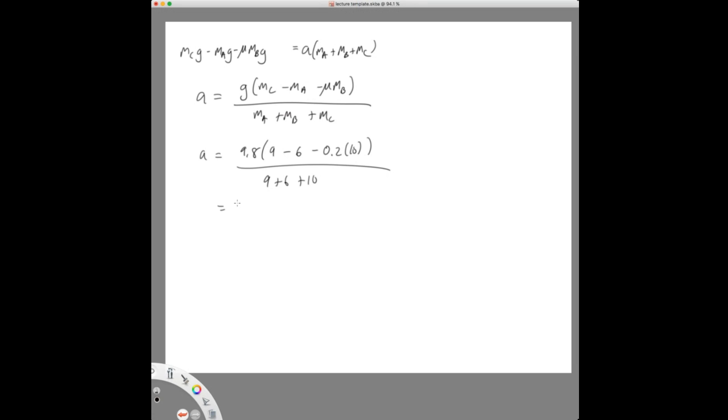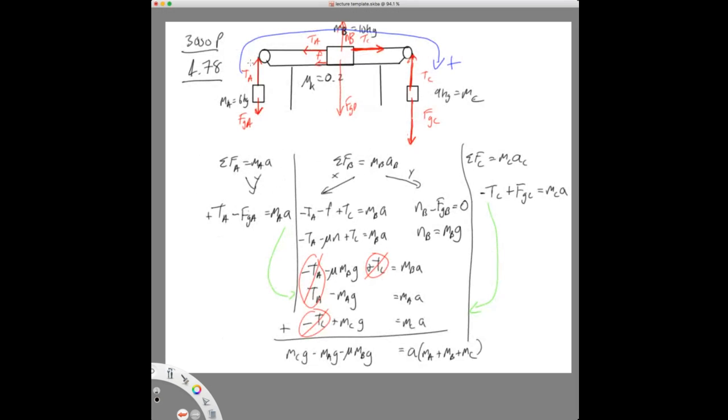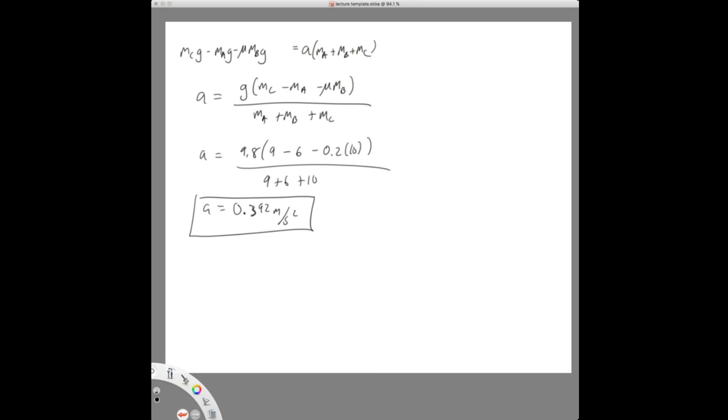0.392 meters per second squared. So because I got a positive number, that indicates that the direction of my blue arrow was correct. And if the direction of my blue arrow is correct, the direction of my friction was correct as well. So I'm done. That means I'm correct.